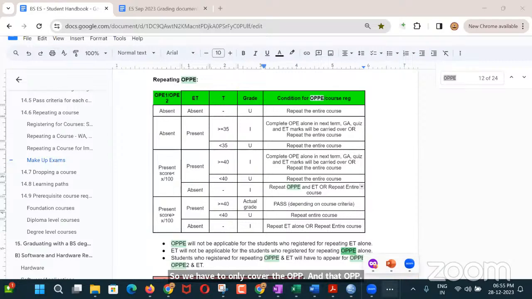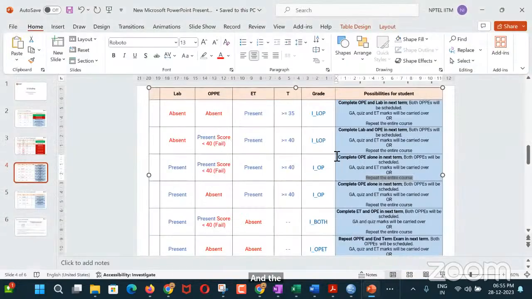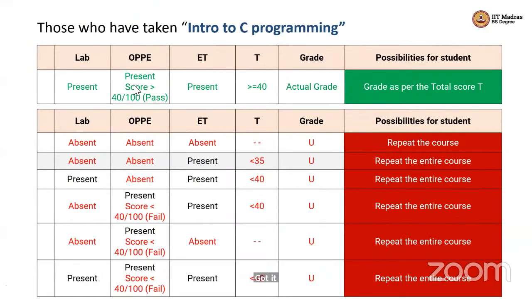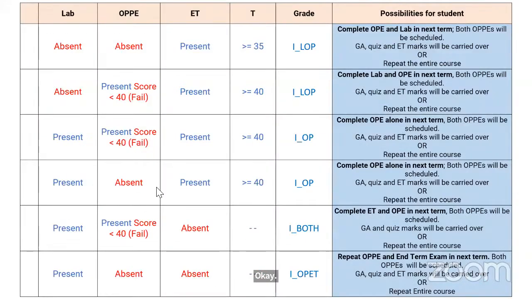Sir, I want to ask, if we passed the end term but have not passed the OPPE, we have to cover only the OPPE in the next term, right? That is correct. And the OPPE we have to give from our home only, like the previous one? Correct. Okay, let me share the screen. So you're saying that you are present for everything but absent or failed in the OPPE, right? Yes, sir. So this is the third combination.